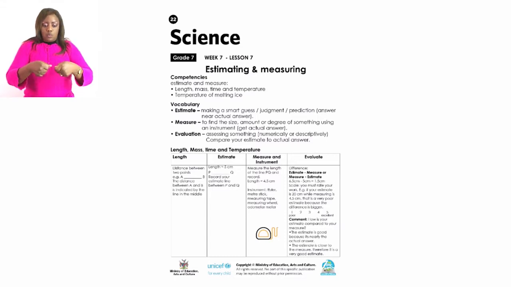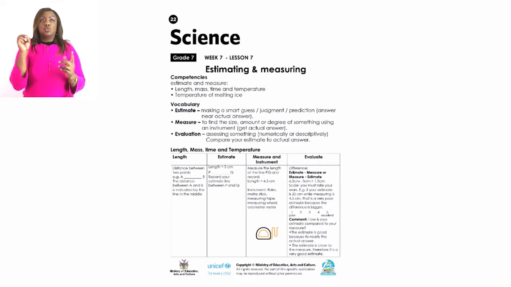How to measure length and the instruments that we have to make use of. You can measure that line PQ. The line is there under estimation. After we measured this, we find out that the length was 4.5 centimeters. And that is the actual answer. For the instrument, you can use a ruler, a meter stick, measuring tape, measuring wheel, or the odometer. But some of these instruments are used depending on the length that you are measuring.